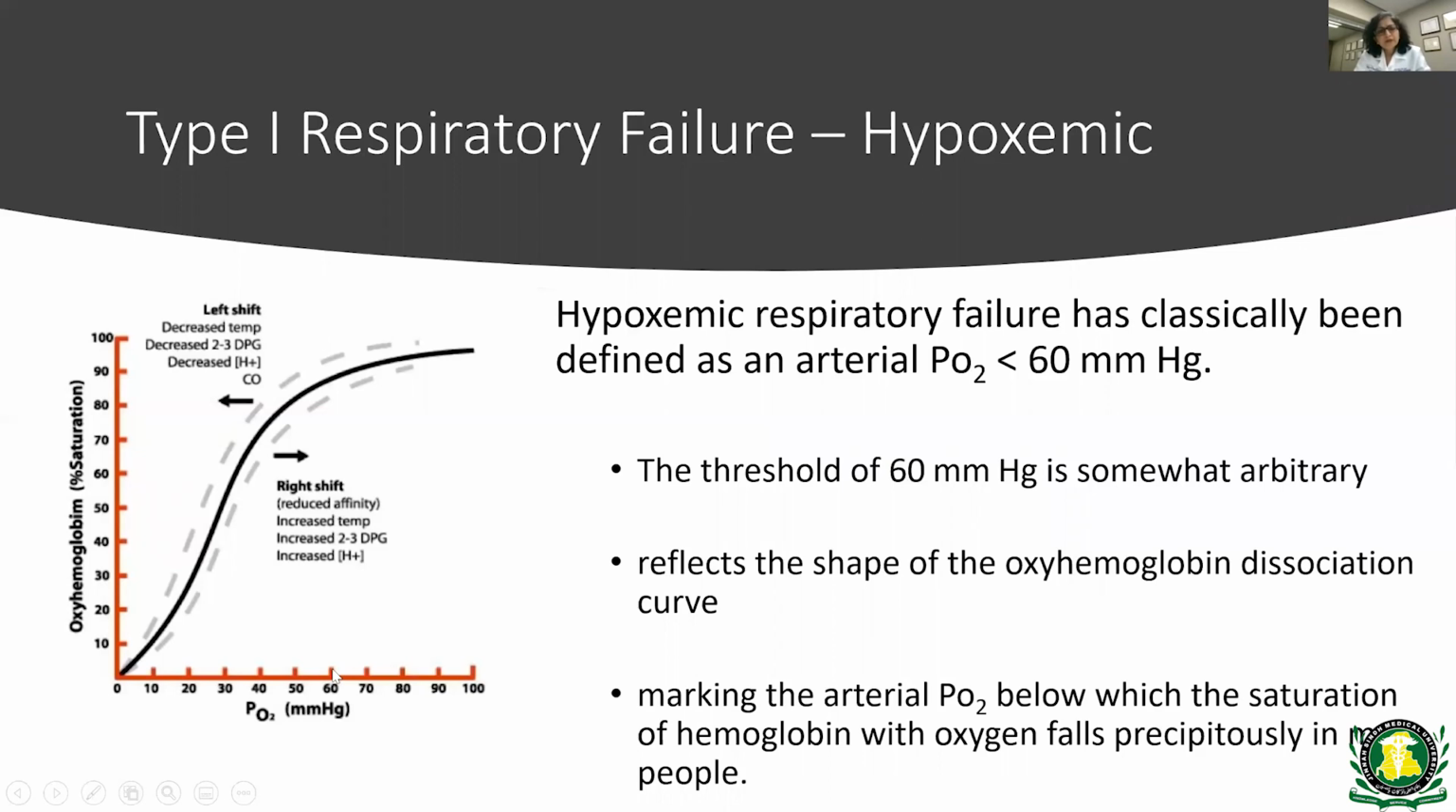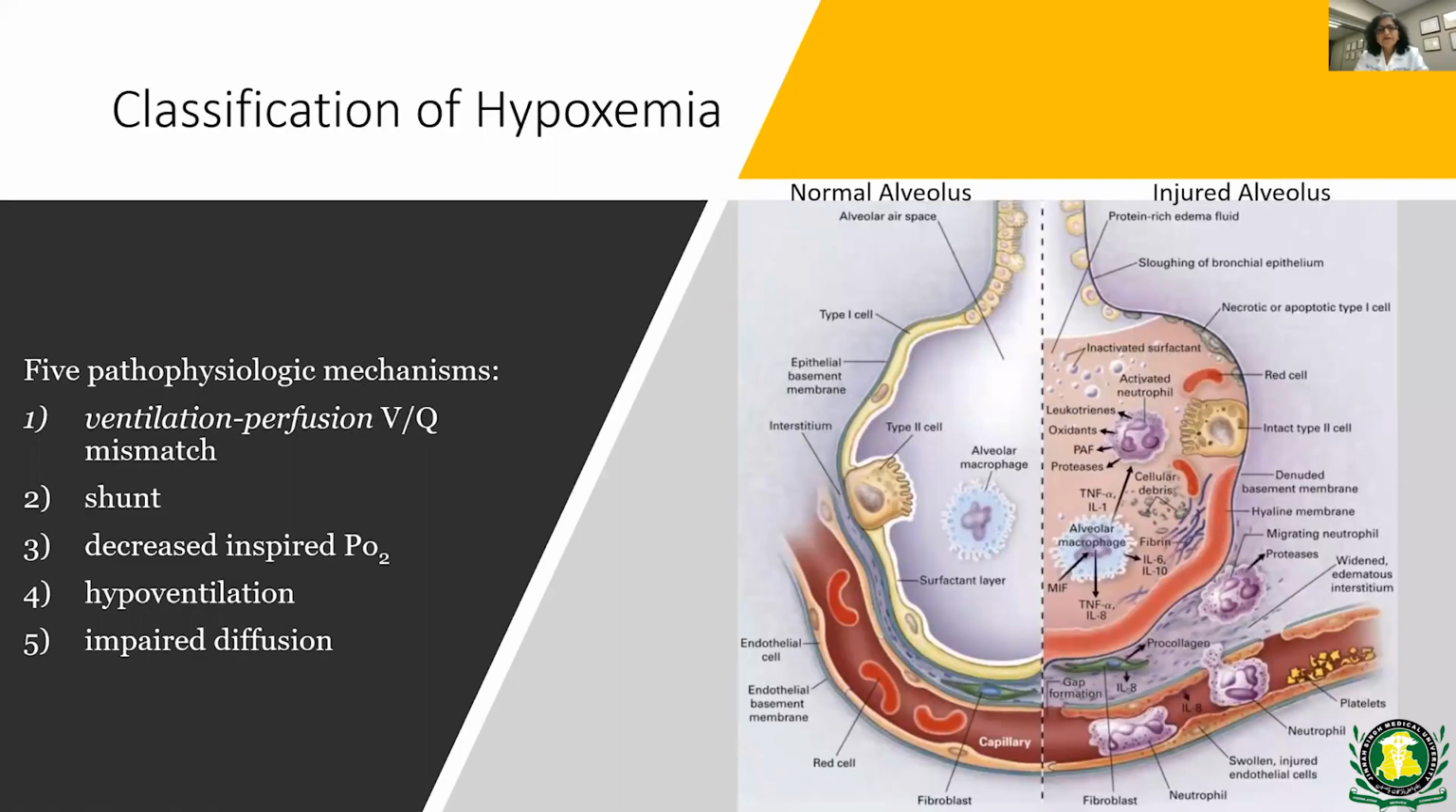Now, when your PaO2 is 60, your O2 sat is 90, and anything above that, you are in the flat portion of the oxygen hemoglobin dissociation curve. But when the PaO2 falls below 60, then the saturation of hemoglobin with oxygen falls precipitously in most people. There are 5 pathophysiological mechanisms in the classification of hypoxemia. 1 is ventilation perfusion mismatch. 2 is shunt. 3 is decreased inspired O2. 4 is hypoventilation. And 5 is impaired diffusion.